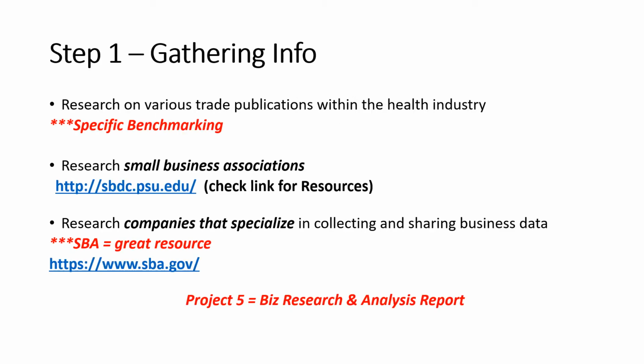So step 1, gathering information. Again, we're going to do specific benchmarking, and here are some great sites to use. You want to use them for project 4 coming up, but then obviously as you build your business plan. This is a small business association. This one is specific right here to Penn State, and it's a great resource where you can actually go to it here in town and actually meet with the individuals and work on the design of your business for the class. And I've had previous students do it with a lot of success.